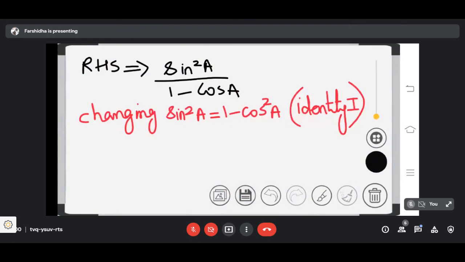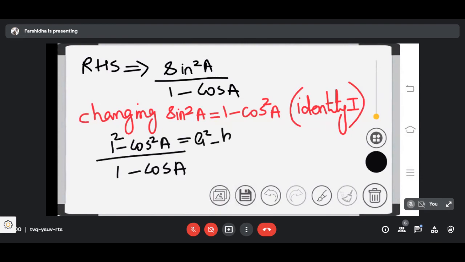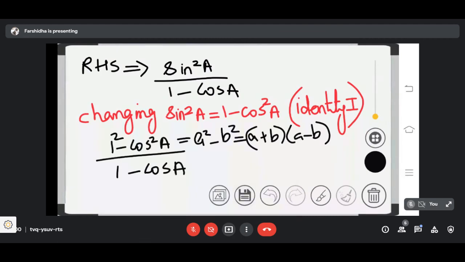So in the next step, instead of sine square A, 1 minus cos square A divided by 1 minus cos A. So now you can see this numerator is in the form of another algebraic identity, A square minus B square. See, 1 you can write as 1 square. 1 square is 1. So you can write 1 square minus cos square A. So this is in the form of A square minus B square equal to A plus B into A minus B. So we'll change it in the form of A plus B into A minus B since it is in the form of A square minus B square.